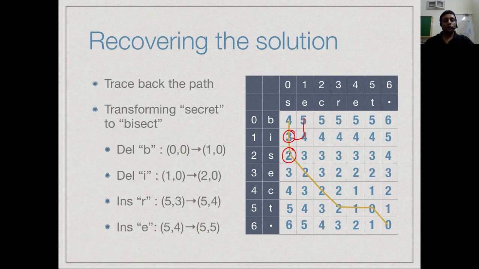So every time I go down, it amounts to saying that I go from i,j to i+1,j. And if you remember, in our case, i+1,j from i,j corresponds to deleting. Similarly, at this place I go right. This means I go from i,j to i,j+1. This corresponds to inserting. So what I can read off from here is that I delete this b, I delete this i, then I come here, I insert this r, and I insert this e. And these are exactly the 4 changes that I need to make in order to transform bisect into secret.